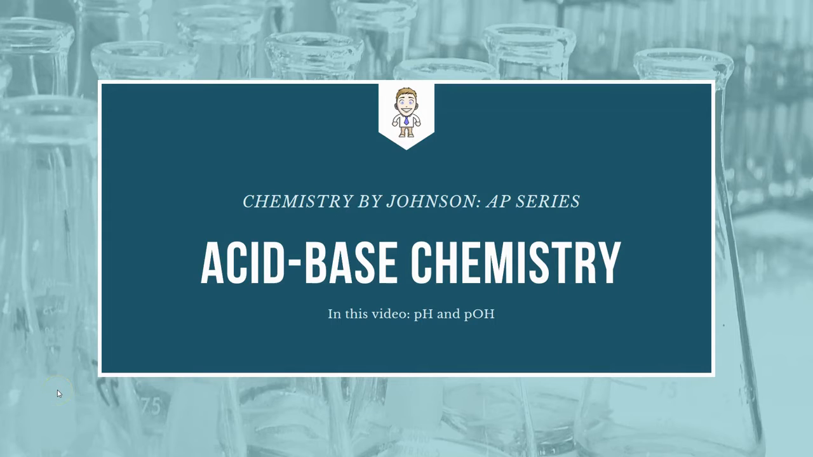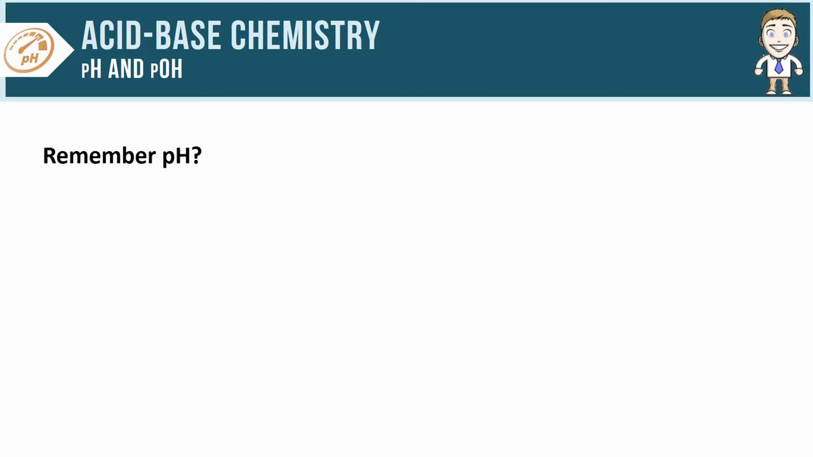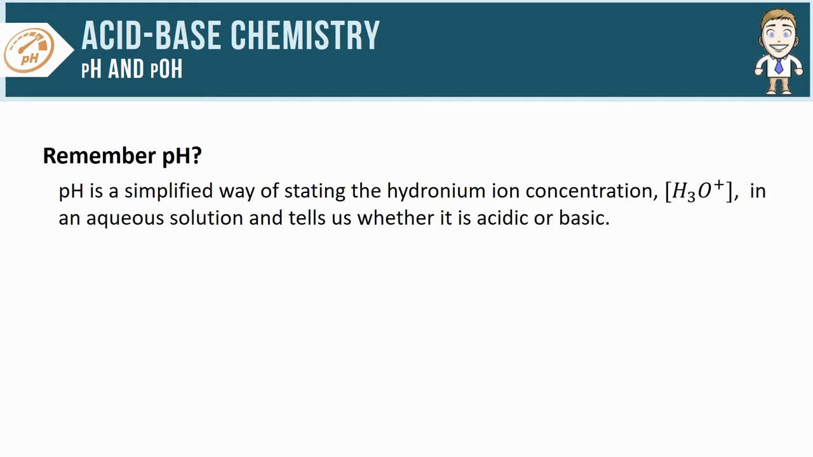Hey everybody, in this AP Chem series video, we're going to take a look at pH and its closely related but completely opposite cousin, pOH. First, remember from the last video we saw that pH is really just a simplified way of stating the H3O+ concentration in an aqueous solution, that of course tells us if that solution is acidic or basic.